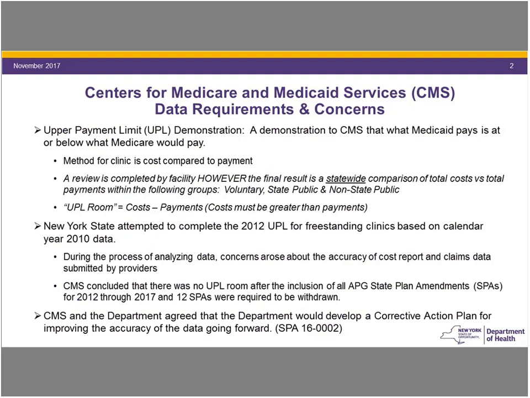Where we're going to start is our conversations with the Centers for Medicare and Medicaid Services and their data requirements and concerns. We have what's called an upper payment limit demonstration. It's a demonstration to CMS that what Medicaid pays is at or below what Medicare would pay. What we use for this demonstration in the clinic environment is a cost versus payment. So this is why the cost report is very important in this environment.